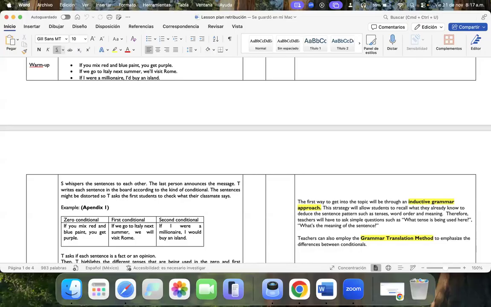I mean, once you have the sentences, you write them on the board and you start describing what are the differences between each one of them. And you again foster critical thinking, also problem solving, because you're going to ask a lot of questions. They get to practice again their speaking.